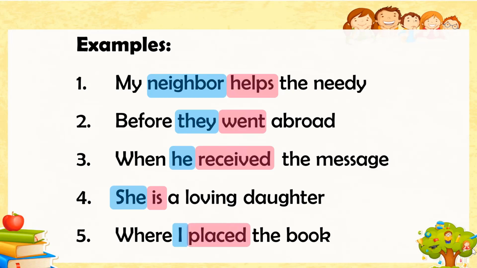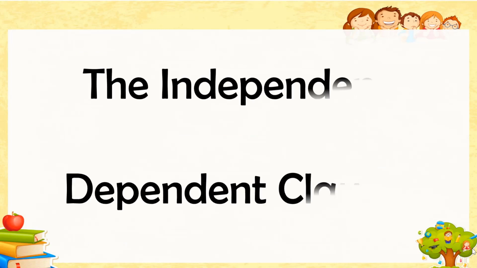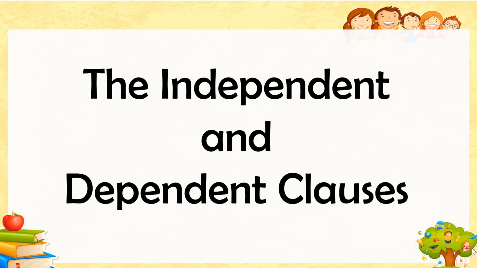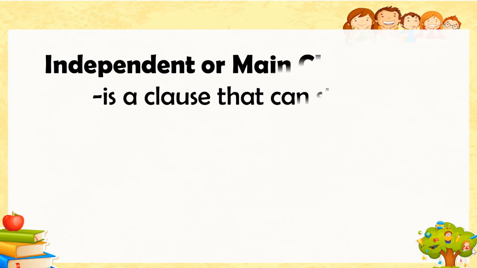Well done! Now again, what have you observed on the given examples? Great observation! All of them have a subject and a verb. Some of them express a complete thought, like examples 1 and 4, while others don't, like examples 2, 3, and 5. Why is that so? Let us dig deeper into what we call the independent clause and the dependent clause. Let us first learn about the independent clause, which is also called the main clause.